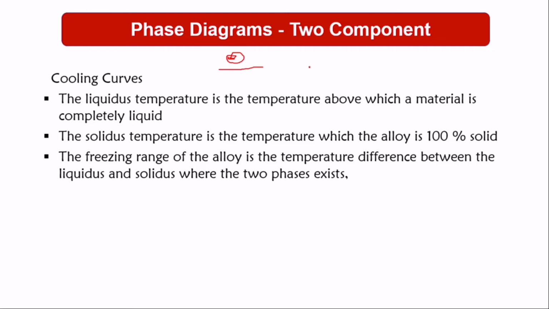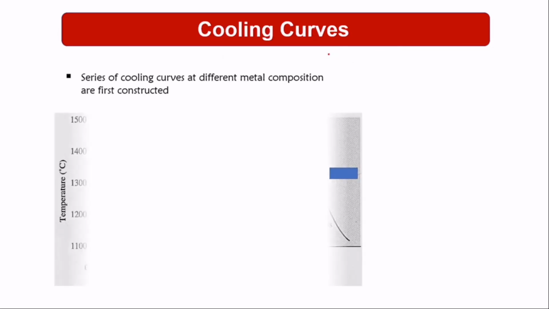So when you have this being the solidus temperature, above this we have 100% solid. And the freezing range is then the difference between the liquidus temperature and the solidus temperature, where the two phases exist. Let's note that.